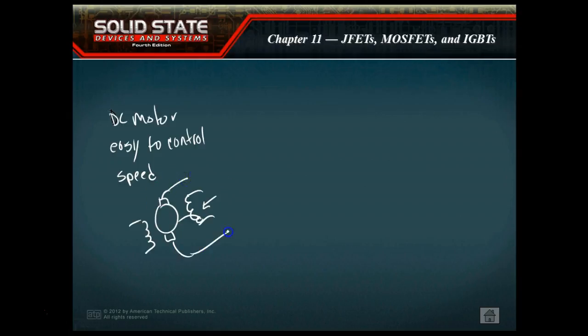And what we would do is just change the voltage that we applied across the rotating part, which they call the armature. So all we had to do is change the voltage on the armature of the DC motor. The lower we made it, the slower it ran, the bigger we made it, the faster it ran. So very, very easy.